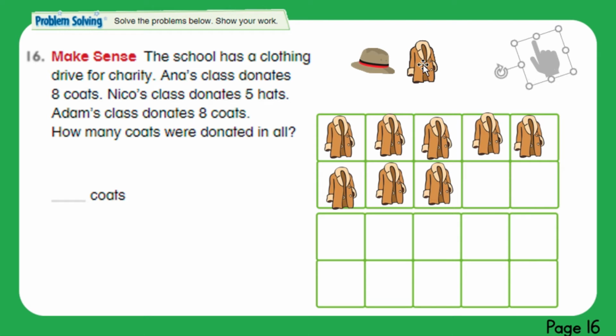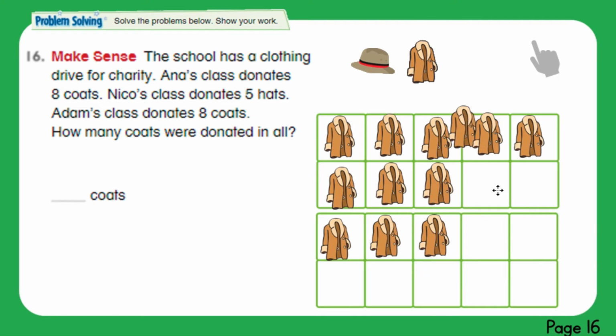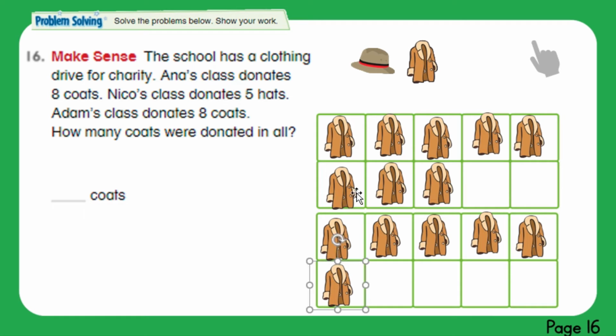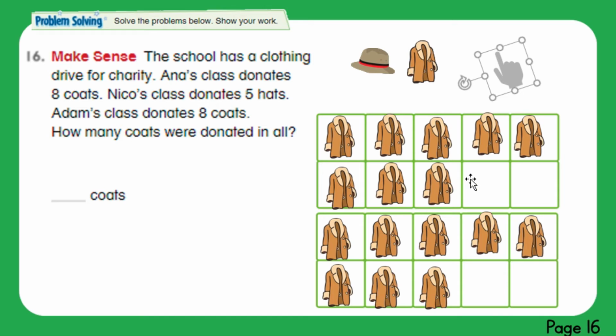So I have the first 10 frame for Anna's class and the second 10 frame for Adam's class. I'm going to grab and put 8 coats here. 3, 4, 5, 6, 7, and 8. Now I have 8 coats from Anna's class and 8 coats from Adam's class, but we know that by just moving a few and completing the first 10 frame, I can quickly find out exactly how many total coats there are.